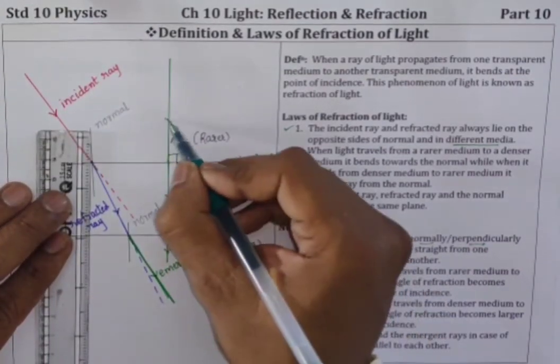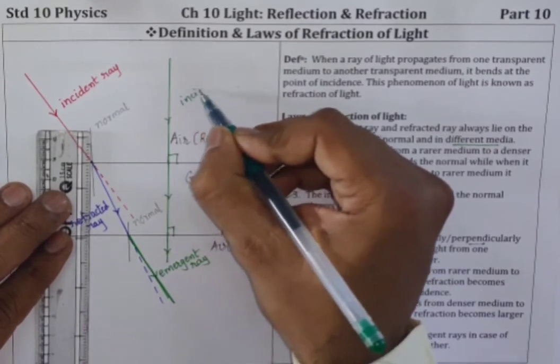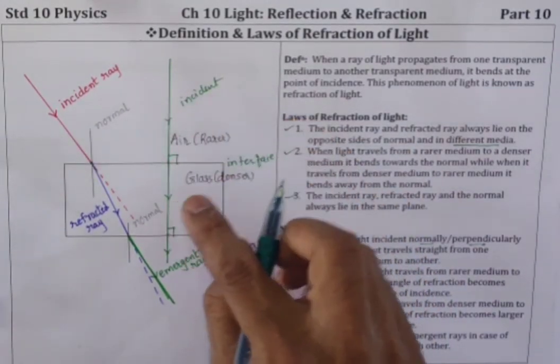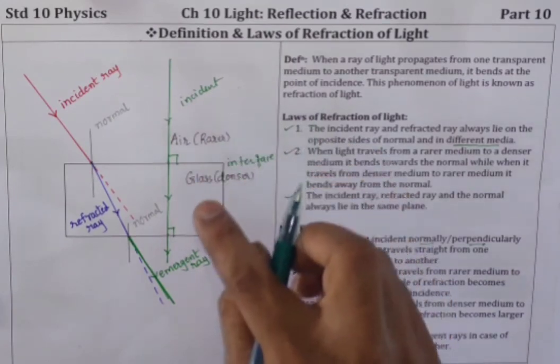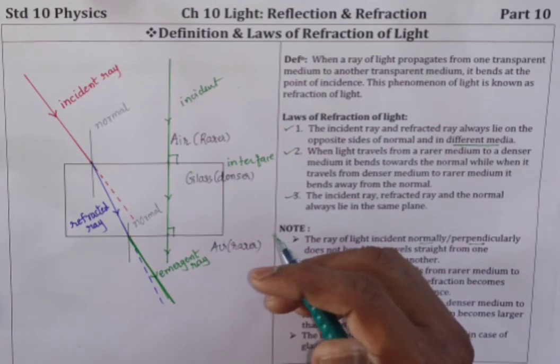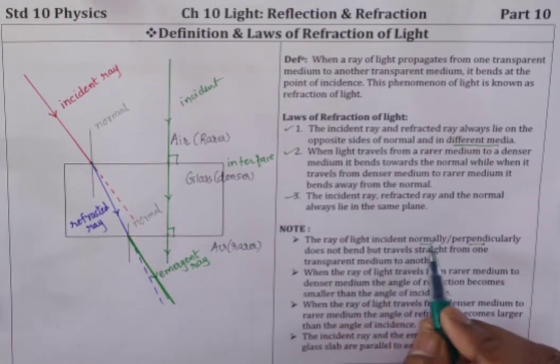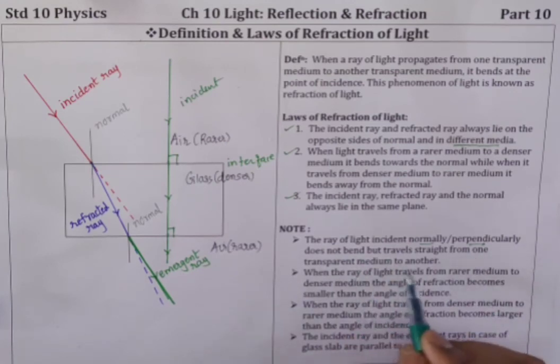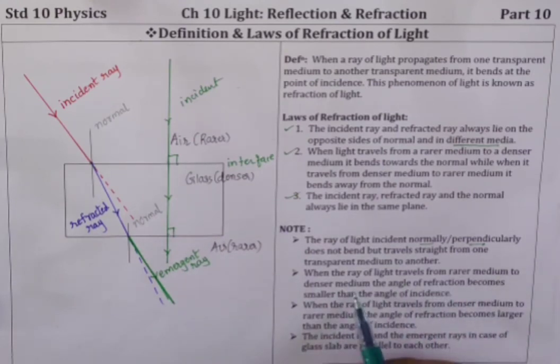So when a ray of light is incident perpendicular to the interface, there is no bending, though the light travels from one medium to another medium. Both the mediums are different. Is that clear to you? So that is the point. A ray of light incident normally or perpendicular does not bend but travels straight from one transparent medium to another. Remember this. When the ray of light travels from a rarer medium to a denser medium, the angle of refraction becomes smaller than the angle of incidence.